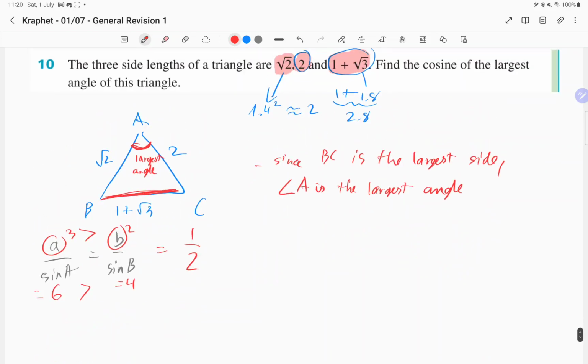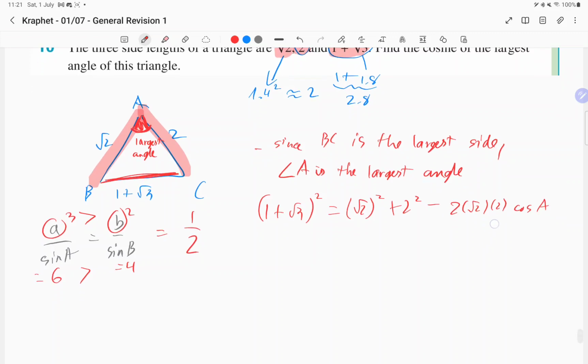So angle A is the largest angle, which means that you can go c squared. The side opposite of that would be this one here, or you can use a squared. But basically, if you look at this angle here, this is the included angle, so the two sides next to it will be this one and this one. Then the other side will be 1 plus square root 3, everything squared, equals root 2 squared plus 2 squared minus 2 times root 2 times 2 times cos of the angle A.